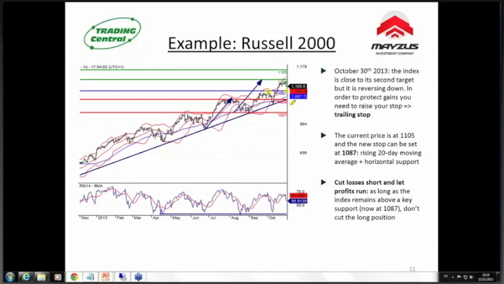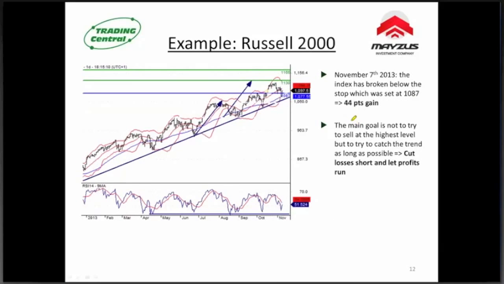What happened after that? November 7, the stop which was raised to 1087 has been reached. So your long position should be cut, and if you bought at 1043 in the example, your gain should be 44 points. So the index has broken below the stop. It was set at 1087, and your gain is 44 points.